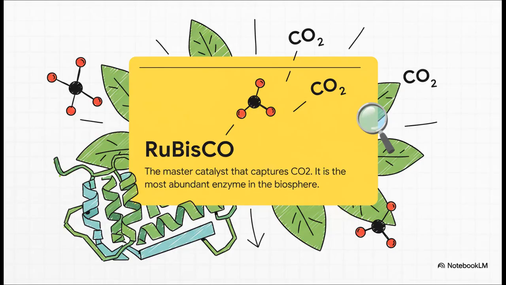Every great play needs a star. And the star of this show is an enzyme called Rubisco. And here's a fact that might just blow your mind. Rubisco is the single most abundant protein on planet Earth. Its entire job, its one monumentally important purpose, is to reach out into the atmosphere, grab a molecule of CO2, and pull it into the biological world. That's it. It's the gatekeeper.